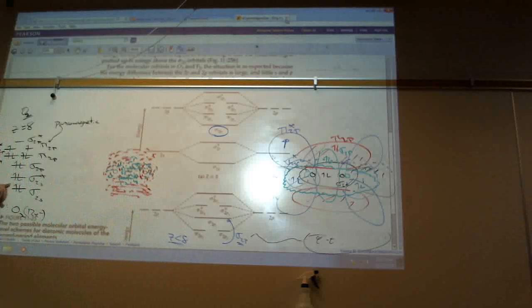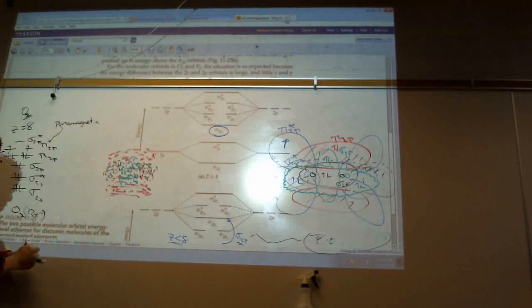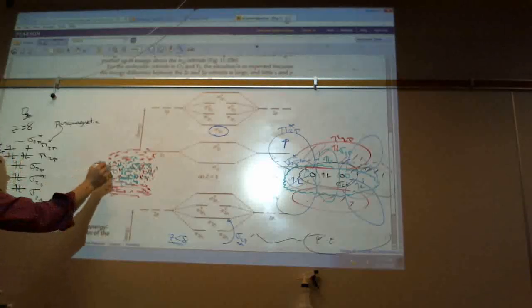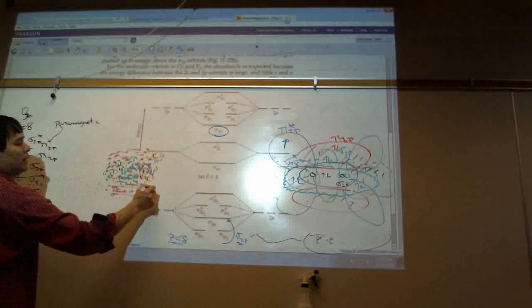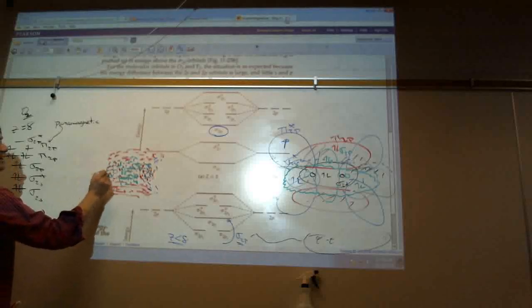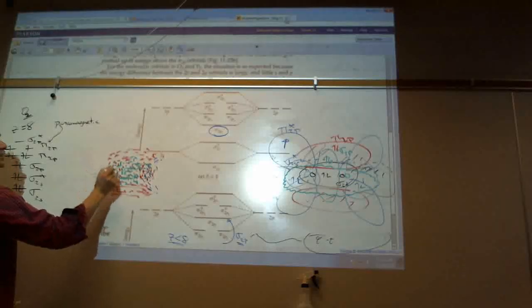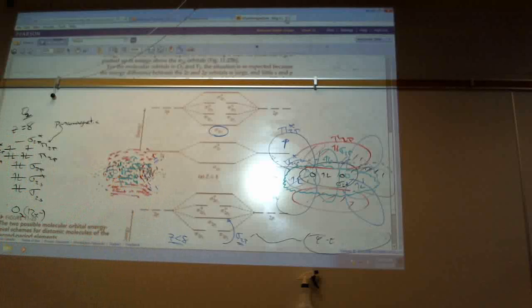All right, up to this point, all the electrons are paired. Where do they become unpaired? In the pi star 2p. Here there's going to be an unpaired electron in the pi star 2p that's in the plane. And there's going to be one electron here in the pi star 2p that's coming out of the plane. Like that.